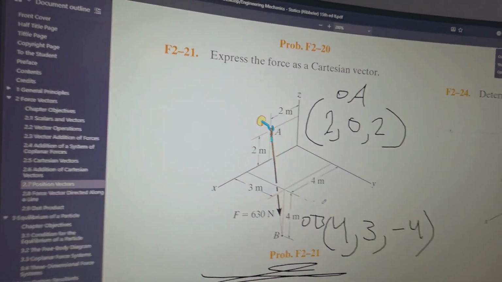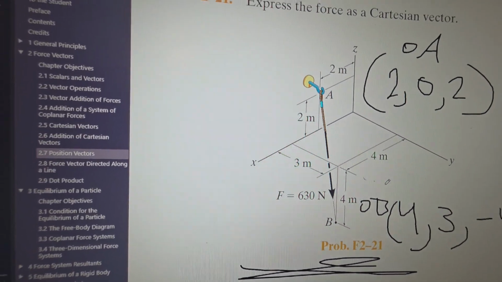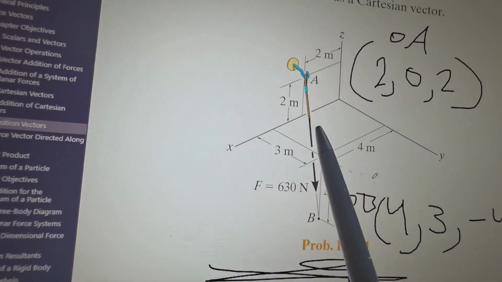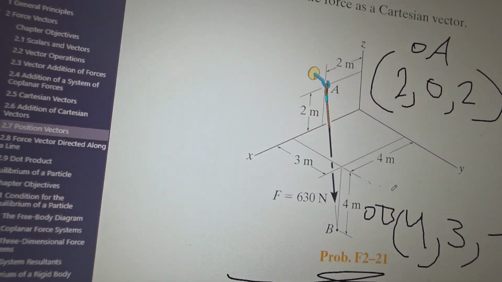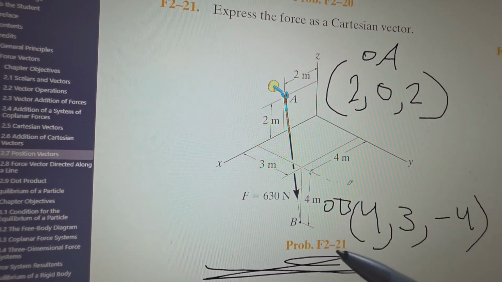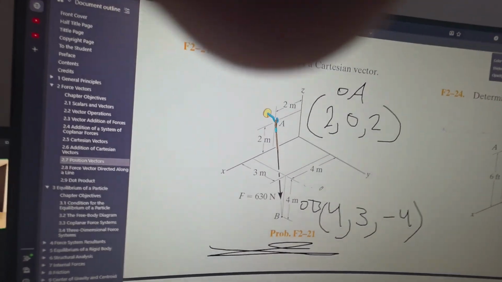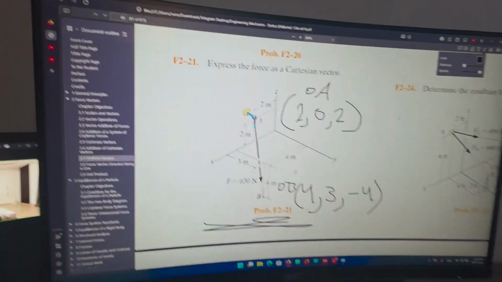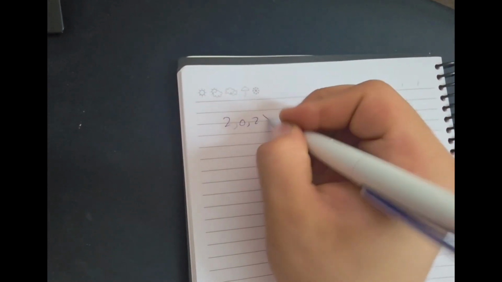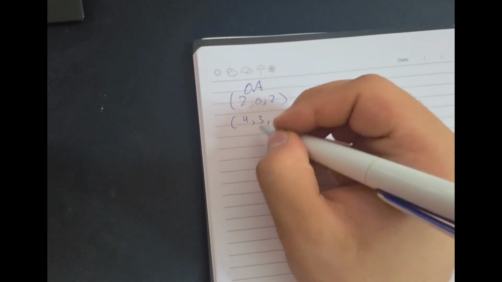For this question, it's like a force directed along a position vector. The position vector does not start from here to here. It's just like a rope that's getting pulled, and this is how much force is on it. To find the Cartesian form of the force, you have to find the position vector and turn it into a unit vector of that position vector. Now, using the coordinates we found, let me show you how it's done. So now you have 2, 0, 2 for OA, and 4, 3, -4 for OB.